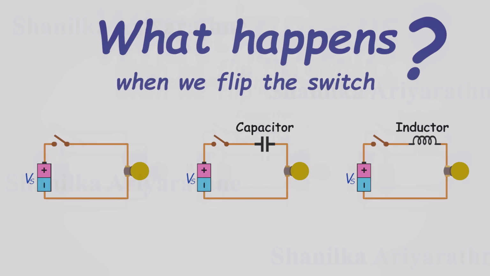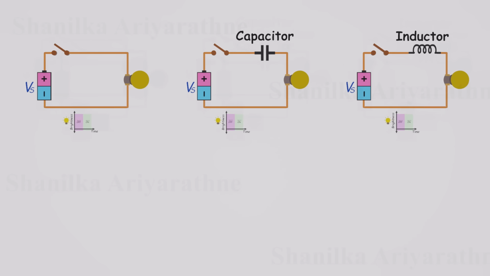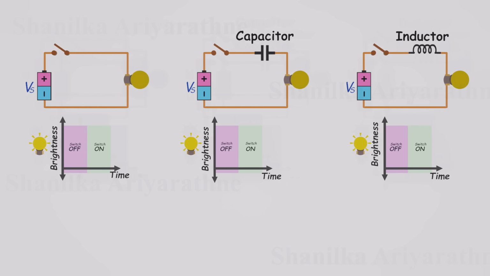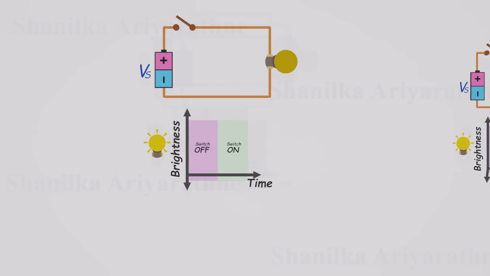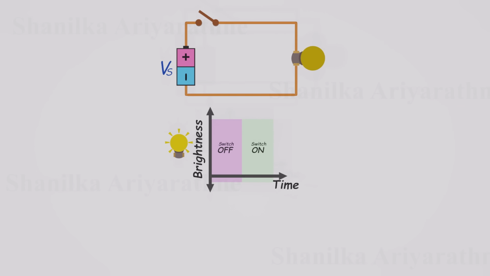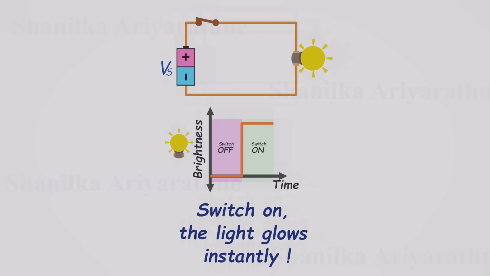Let's find out together. I'll show the bulb's brightness on a simple graph so we can see exactly what's going on. Let's start with the first circuit. When the switch is off, no current flows, the bulb stays dark, brightness is 0. But as soon as we close the switch, the bulb lights up instantly. Brightness jumps straight to full. Nothing surprising here, just like at home.